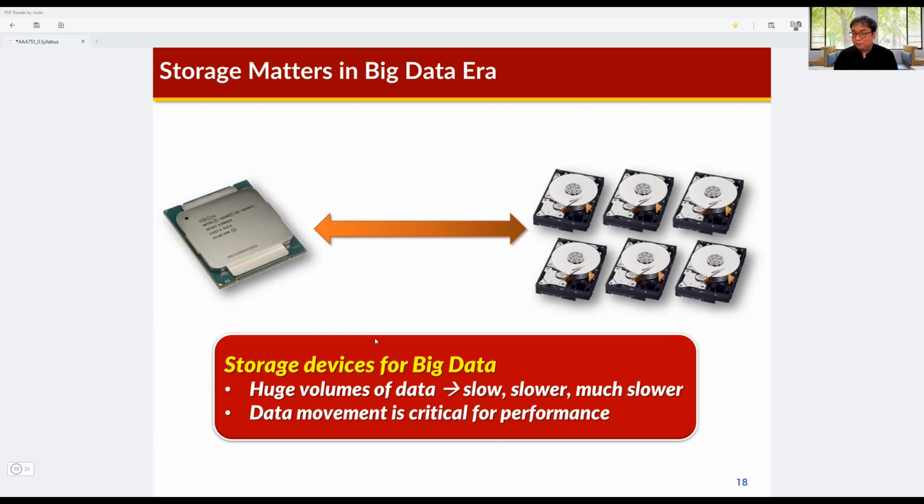So this is a very, very good research topic because data movement is now critical. So we need to focus on the storage system and the data movement cost, and the data movement inside the memory hierarchy. Okay, that's why we will learn about the storage system architecture.